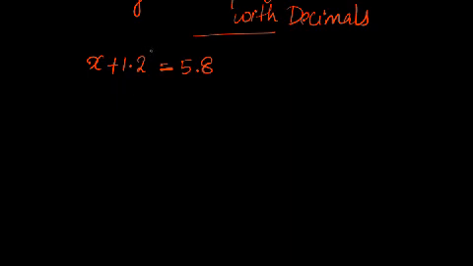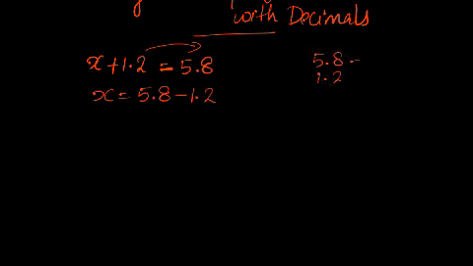We have to bring this 1.2 from the left side to the right side. So x is equal to 5.8 minus 1.2. Addition operation on the left hand side becomes subtraction operation on the right hand side. So 5.8 minus 1.2: 8 minus 2, 6; 5 minus 1, 4. So the answer is 4.6. X is equal to 4.6.